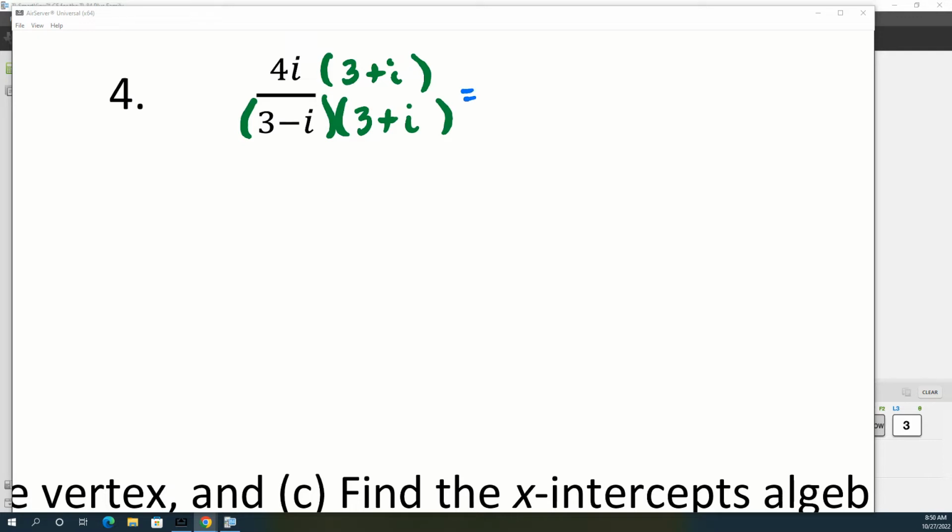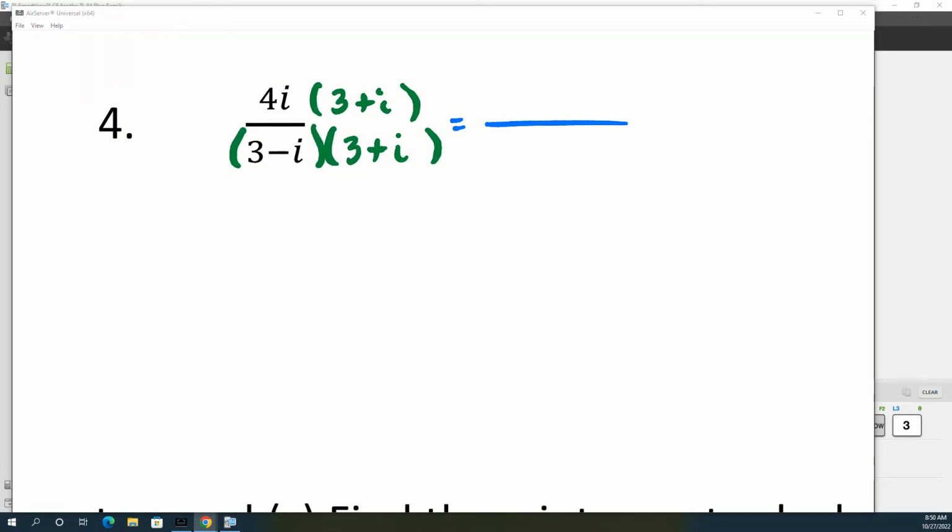All right, so in the numerator, we're just going to do the distributive property. In the denominator, we're going to do shortcut multiplication. Because they're conjugates, we can just do 3 times 3 and negative i times i.